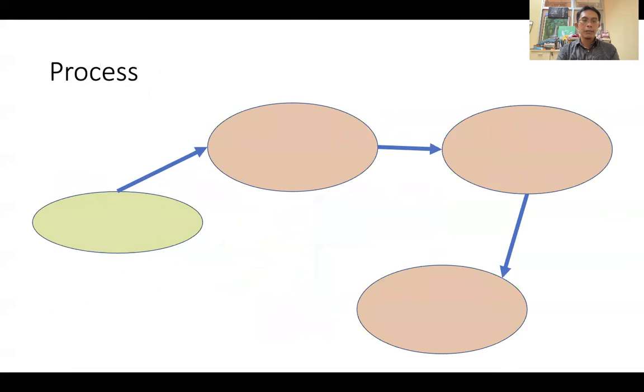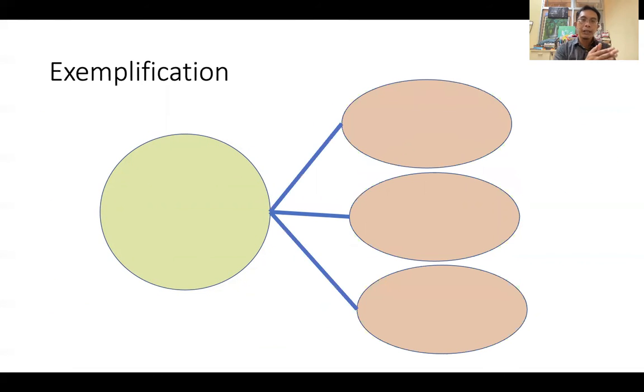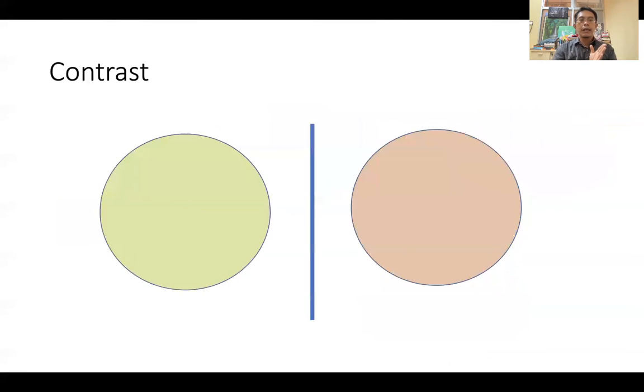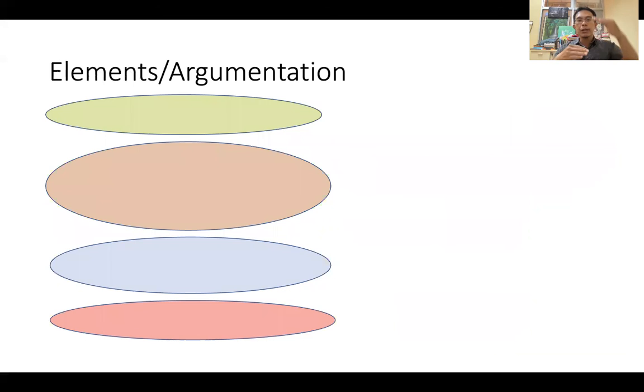Kalau saya review kembali, pertama, cause and effect ada panah. Untuk exemplification ada percabangan, without an arrow. Process, there are several steps, and there is an arrow between one step to another. And in contrast, there is a dividing line usually, or something that shows differences. And in similarities, there is an intersection or irisan. And in elements, there are several elements that are different from each other.